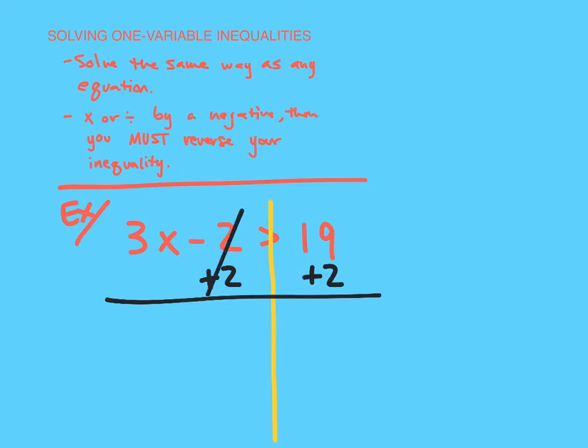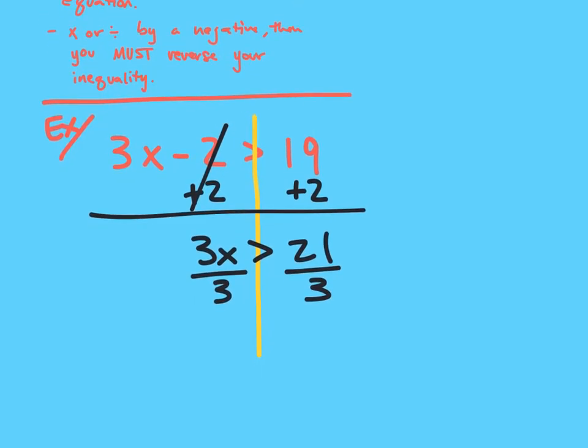-2 plus 2 cancels out. I'm left with 3x is greater than 19 plus 2, which is 21. Now I'm going to divide by 3 on both sides. Now look what I'm doing. I'm dividing by a positive number, so I don't have to do anything to my inequality. As a result, what I end up getting is the statement x is just greater than 7, okay? And that's how you solve an inequality.